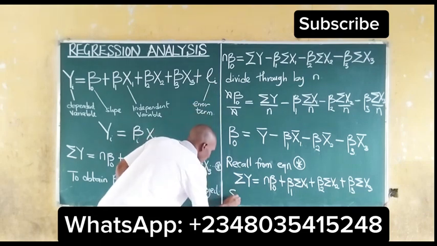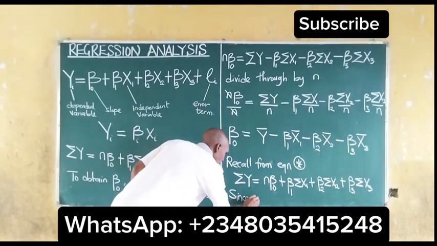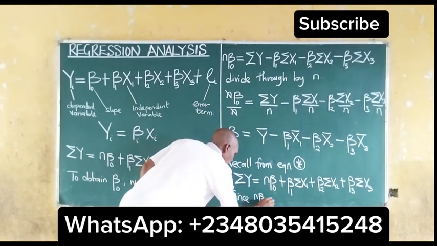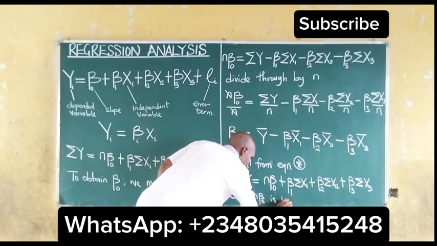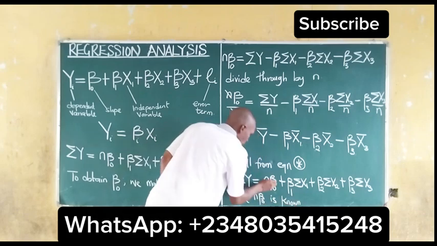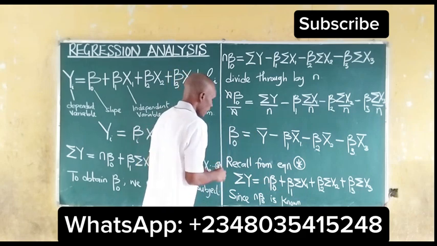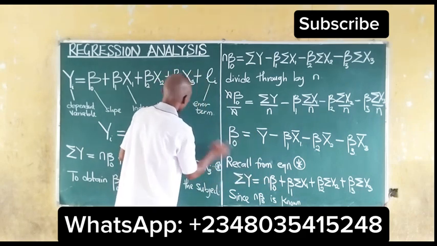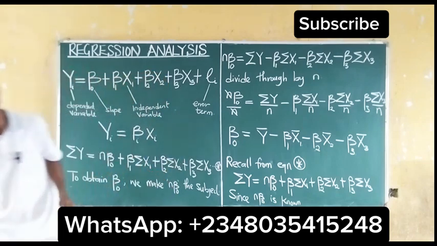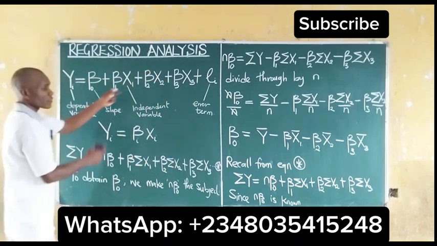Of course, since n b naught is known, the whole of this is known. So we can write it over this side. We can write summation of y over this. So move over to this side of the board.